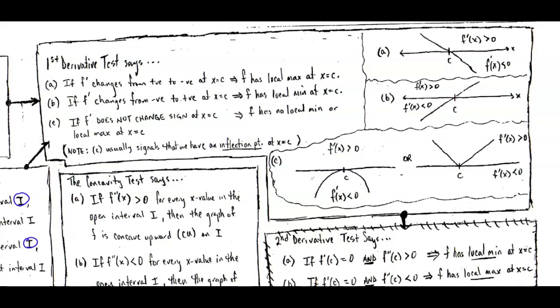So our first derivative test basically says, using what we know about the critical value and the increasing/decreasing test, if we take the derivative of our function and it changes from being positive to negative around some x value c, then we know that we have a local max at x equals c.